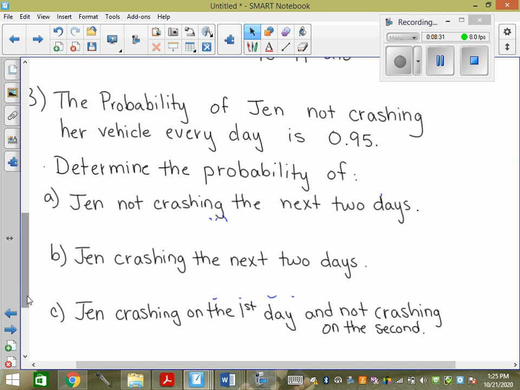So if I give you not crashing, you can get the probability of its complement, which is crashing, very easily, right? What do complement and the normal one add up to? 1 when I give you a decimal. If I give you a percent, they'd add up to 100. So we know the probability of not crashing is 0.95. And then I can quickly find the probability of crashing, which is 0.05. You try and answer the question.